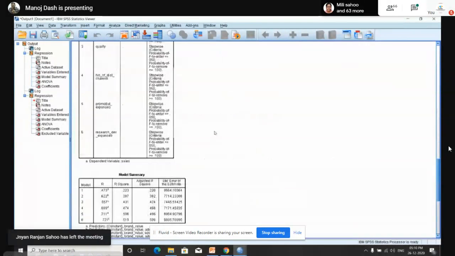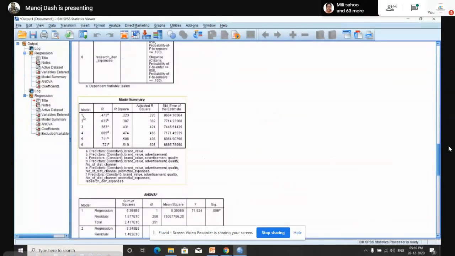How many models are developed? How many models are generated? Six models. What is the best model? We have seen that the model with the highest R square is called the best model. Which has the highest R square?